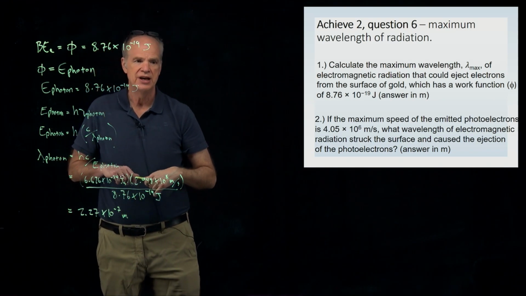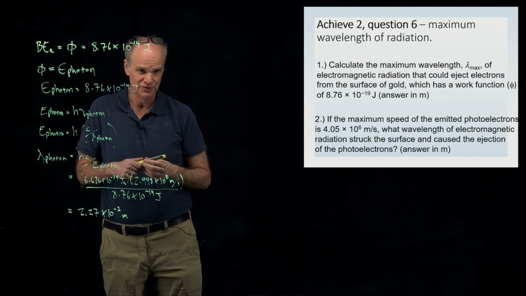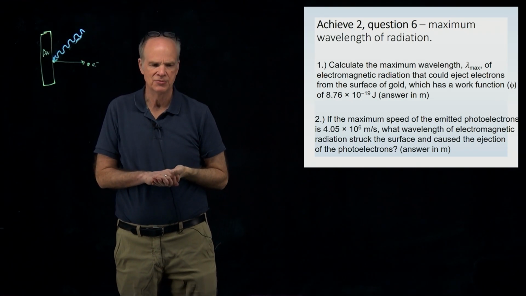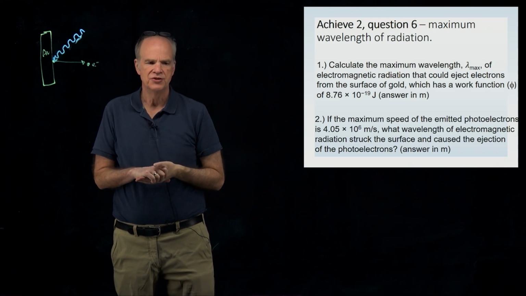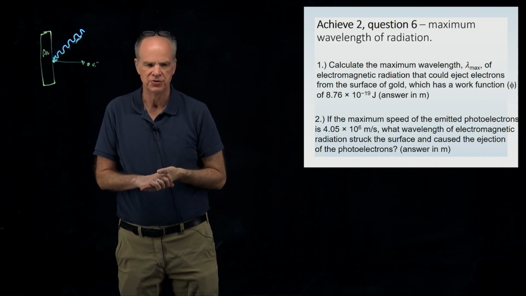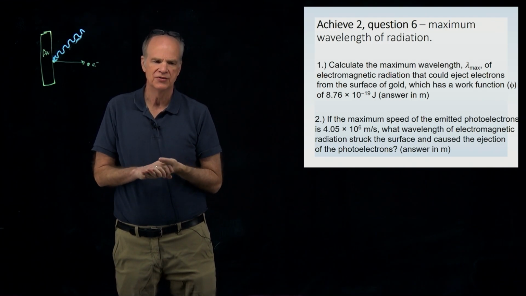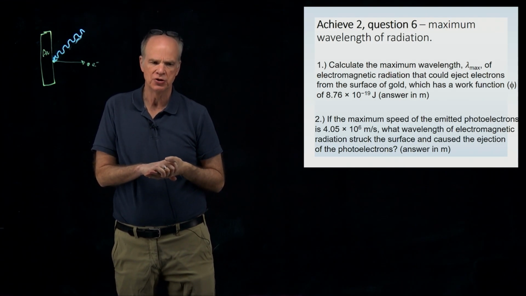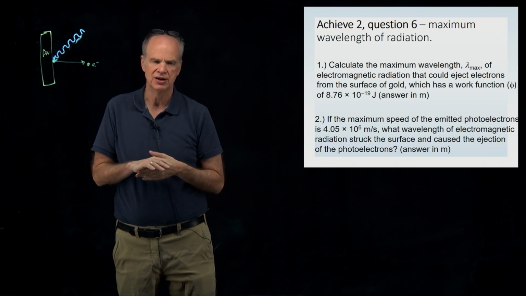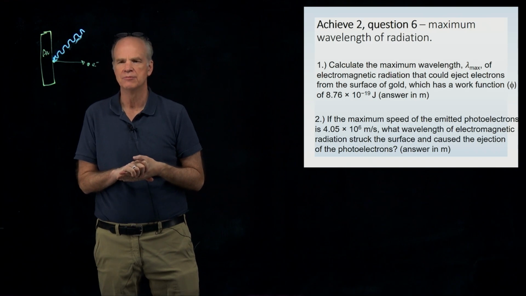Okay. So now what I want to do is move on to part 2. So let me erase the board. Okay, so let's look at the second problem. I'm just going to read it out loud really quick. If the maximum speed of the emitted photoelectrons is 4.05 times 10 to the 6 meters per second, what wavelength of electromagnetic radiation struck the surface and caused the ejection of the photoelectrons? Okay, this is a very difficult problem in my opinion.